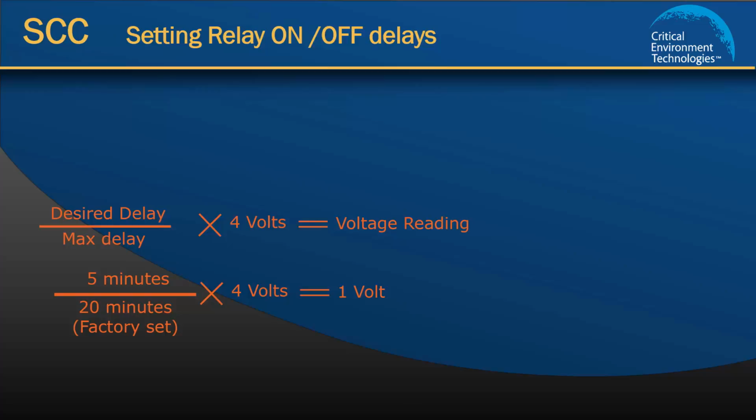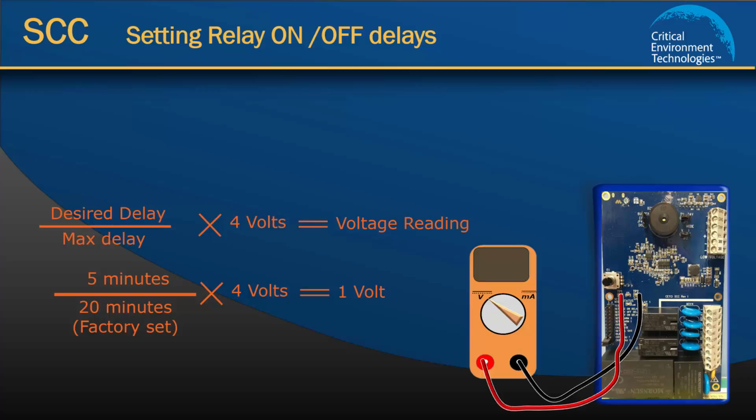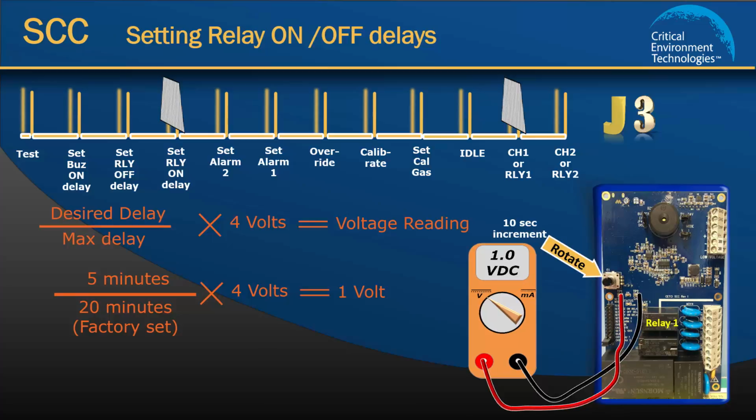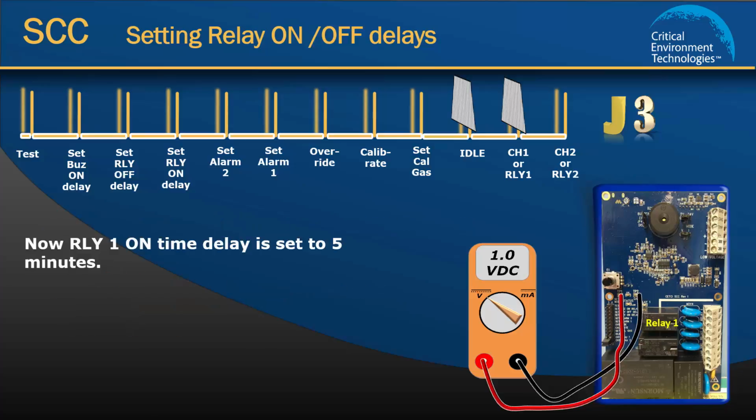With the voltmeter attached to test points TP1 and TP2, leave the jumper on channel 1 relay 1 and move the idle jumper to set relay on delay. Turn the rotary encoder dial until 1 volt is displayed on the voltmeter. The encoder changes the delay time in 10-second increments. Move the set relay on delay jumper back to idle. Now relay 1 on time delay is set to 5 minutes.